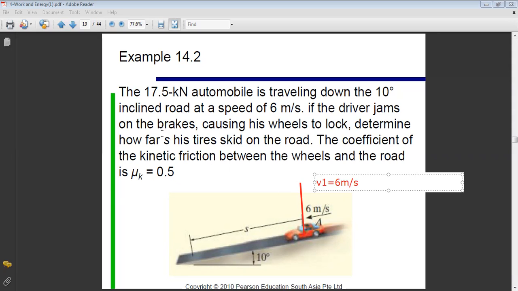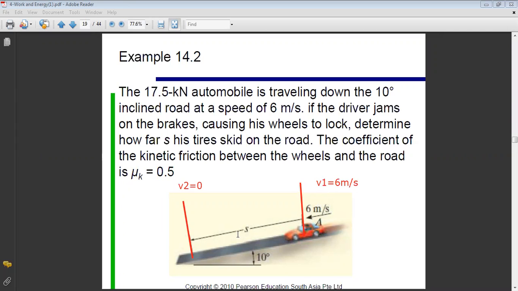And they are asking for the distance moved before the car will stop. Okay, so the car will stop when V is 0. So we know that at the final state the velocity is 0. So since we know the initial and final velocity, we know the initial and final kinetic energy, and we can think about using the principle of work and energy to find the value of S.